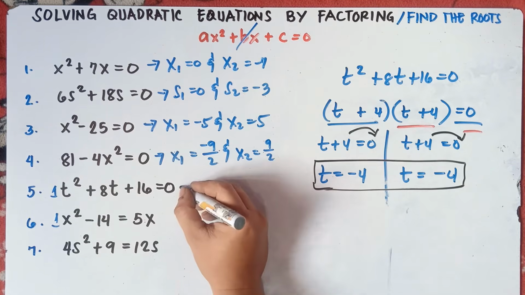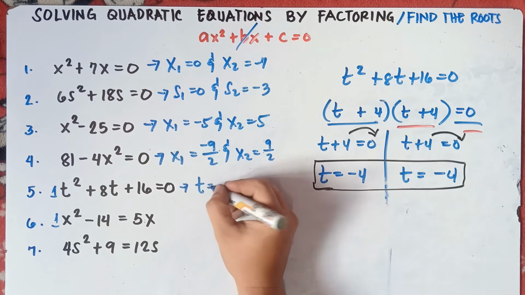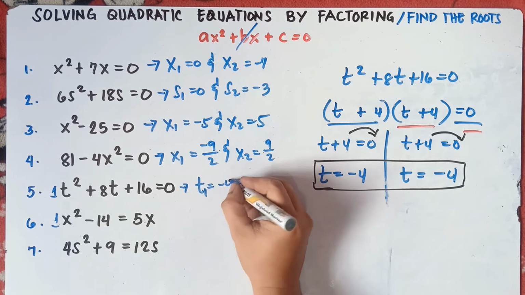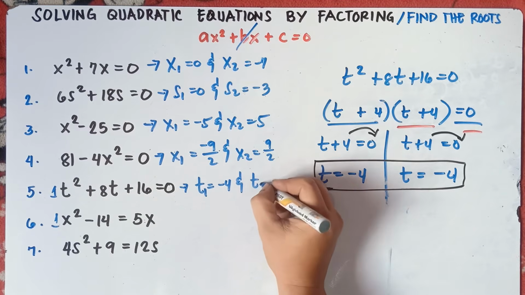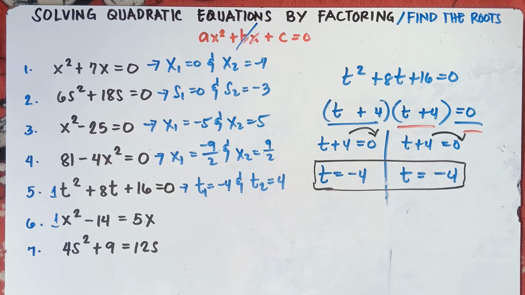So let me write it here. t sub 1 equals negative 4, and t sub 2 equals positive 4.